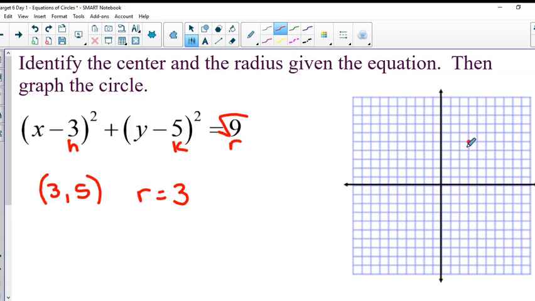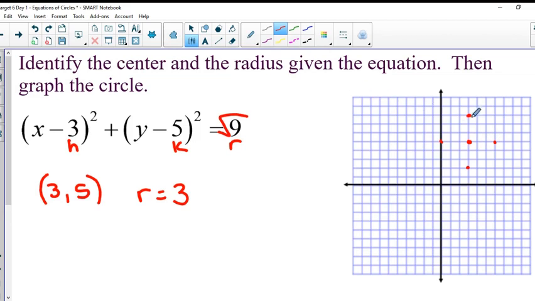Next thing we're going to do is we're going to count our radius. Remember, the radius is the distance from the center to the circle. And because we can't count on a diagonal, we're going to keep our counting straight, up, down, left, and right. So from the center, we're going to count up 1, 2, 3, put a point. Down 1, 2, 3, put a point. Left 1, 2, 3, put a point. Right 1, 2, 3, put a point. Now, those 4 points are going to kind of be our guideline to drawing the rest of our circle.